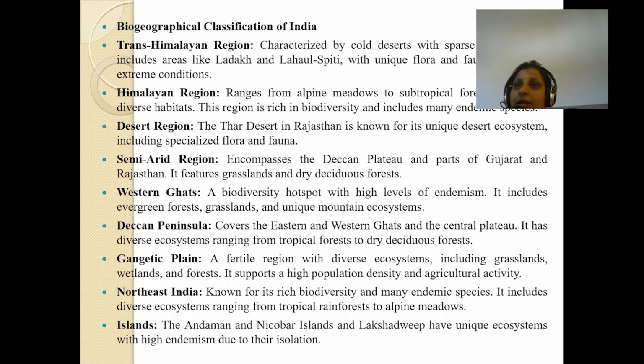Northeast India, known for its rich diversity and many endemic species. It includes diverse ecosystems ranging from tropical rainforest to alpine meadows. Islands: the Andaman and Nicobar Islands and Lakshadweep have unique ecosystems with high endemism due to their isolation.